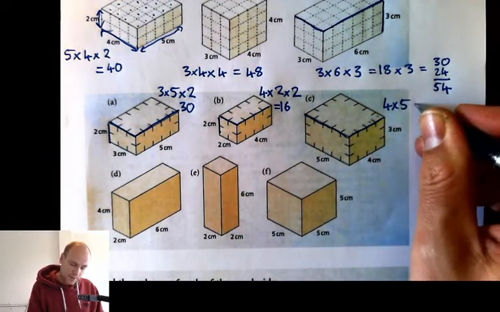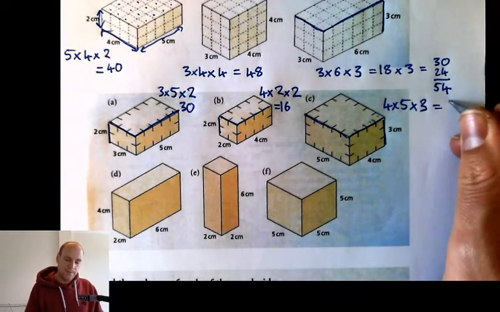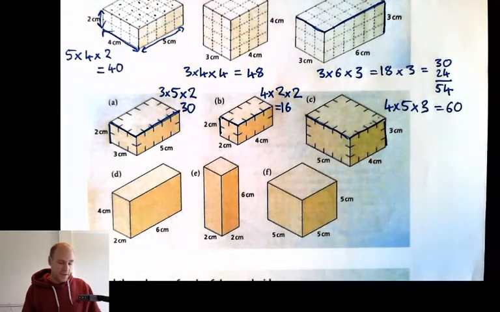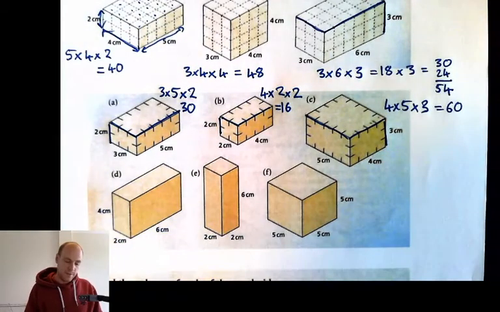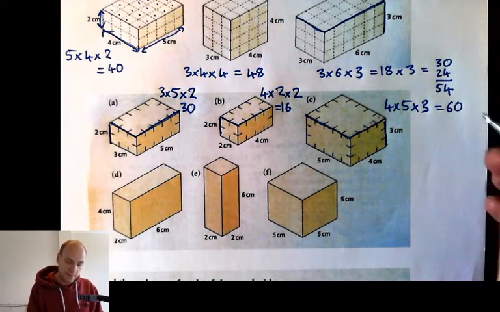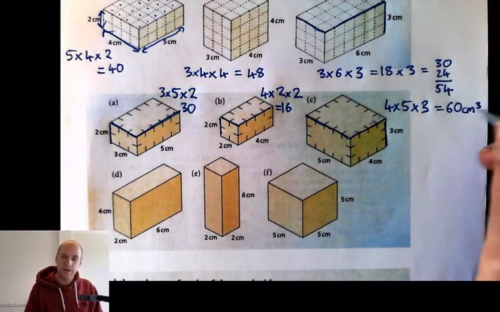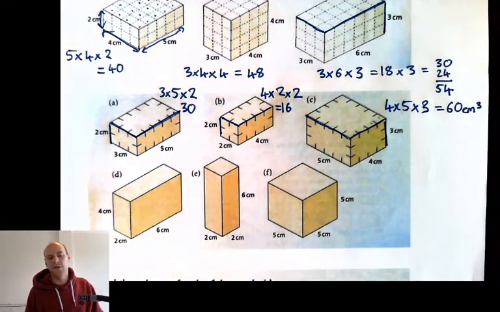And then I'm going to times that by the height, which is 3. So that's 60. Now, in each of these cases, what I should have been doing, I was being a bit lazy, is putting some units on. And the units of volume are centimetres, centimetres, and centimetres. So that's centimetres cubed, because we've got 3 times. Don't worry too much about the units.